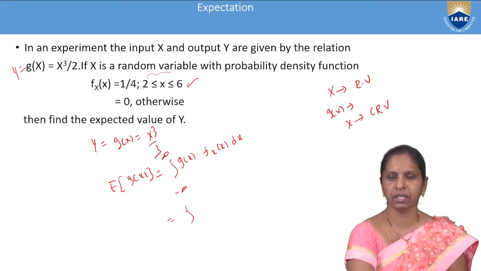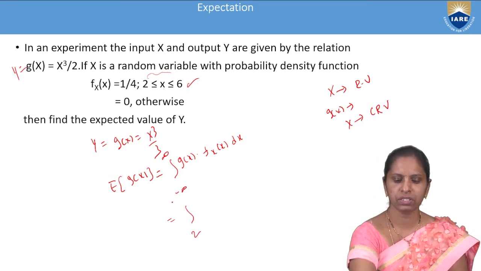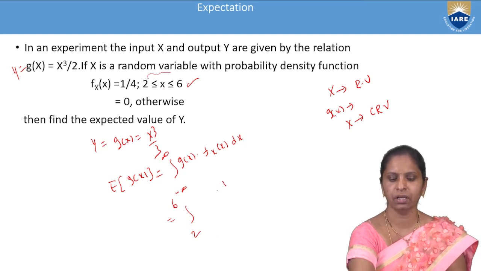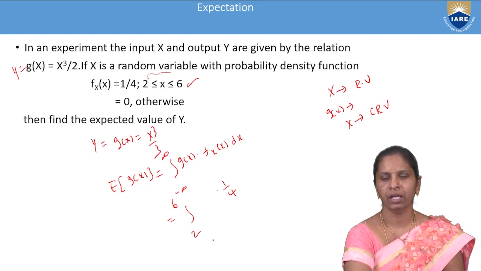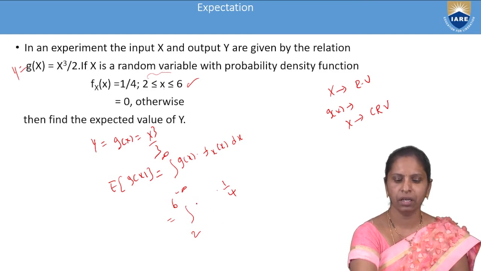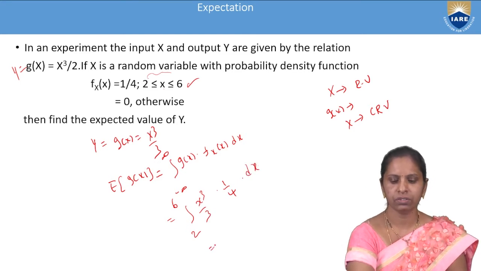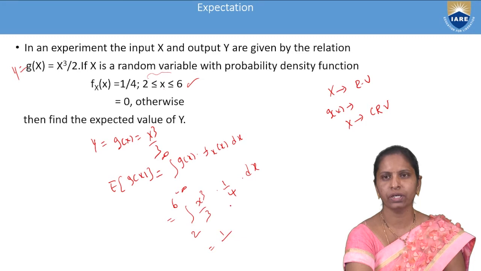Therefore, I can replace the limits by 2 to 6. So when x is 2 to 6, what is the density function? 1 by 4. And what is my g of x here? x cube by 3 into dx. So that equals 1 by, 4 into 3, nothing but 12. You can bring it outside.